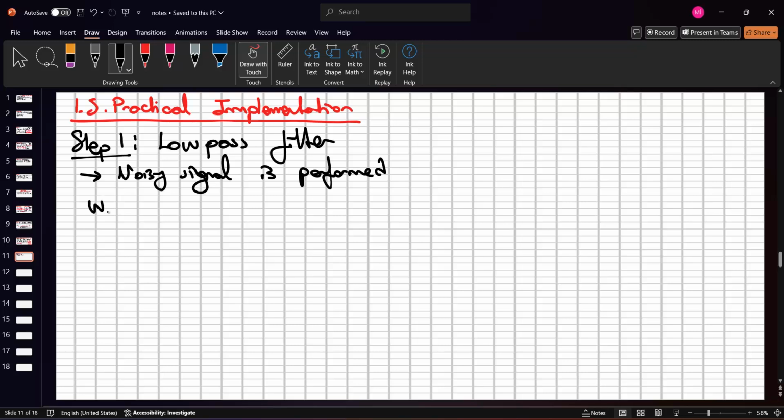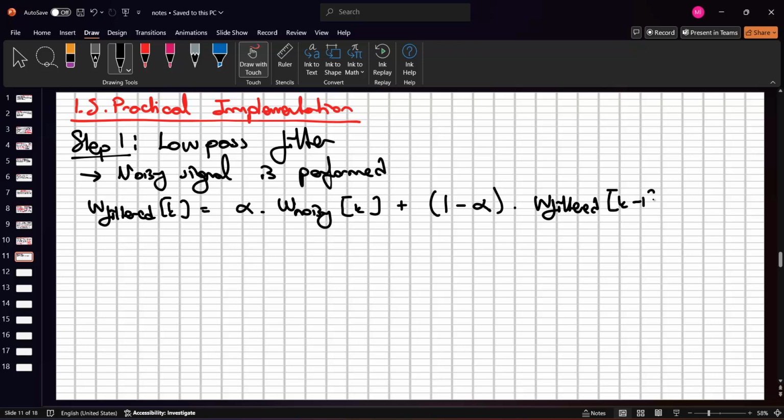In the discrete domain, W filtered K can be defined with alpha, which is a constant, times W noisy K. This is the measured signal coming from the DC motor, plus 1 minus alpha times W filtered K minus 1. This is the simple representation of the low pass filter in the discrete domain.